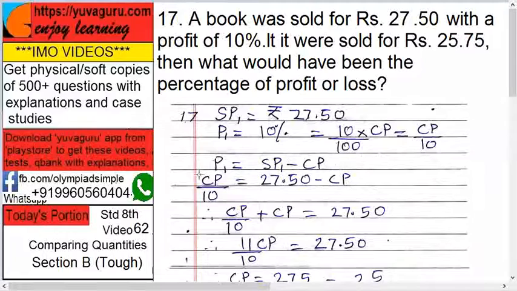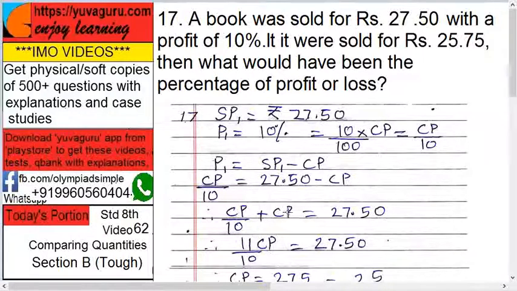But what is profit now? Profit equals selling price minus cost price. Right? So cost price upon 10 equals selling price 27.5 minus CP, right? So take CP on one side. So CP upon 10 plus CP equals 27.5.